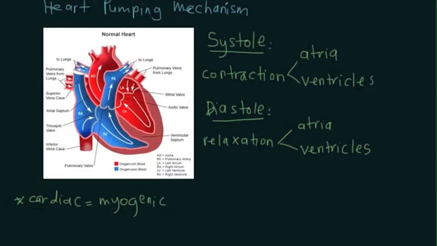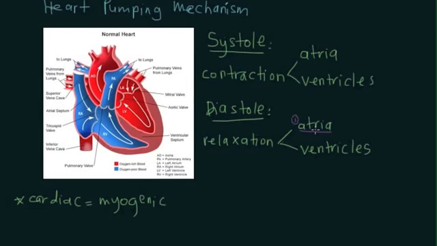Now when blood goes into the right atrium via the vena cava, the same thing happens on the left atrium, where the oxygenated blood from the lungs enters the left atrium through the pulmonary veins. So blood enters both atria at the same time. What makes the blood enter the atrium? This is done by the relaxation of the atria.